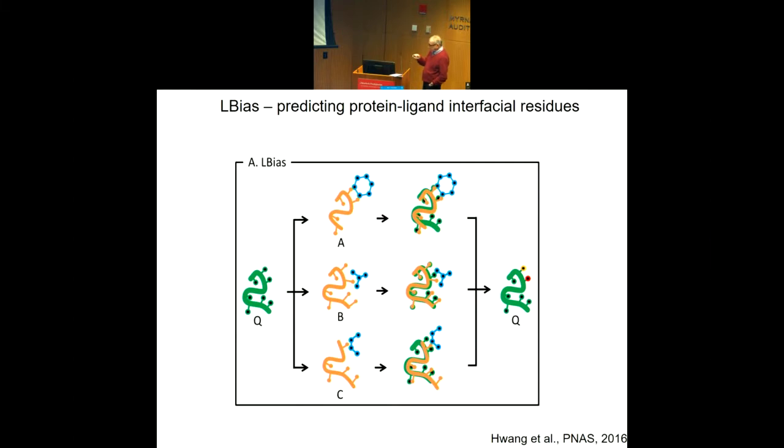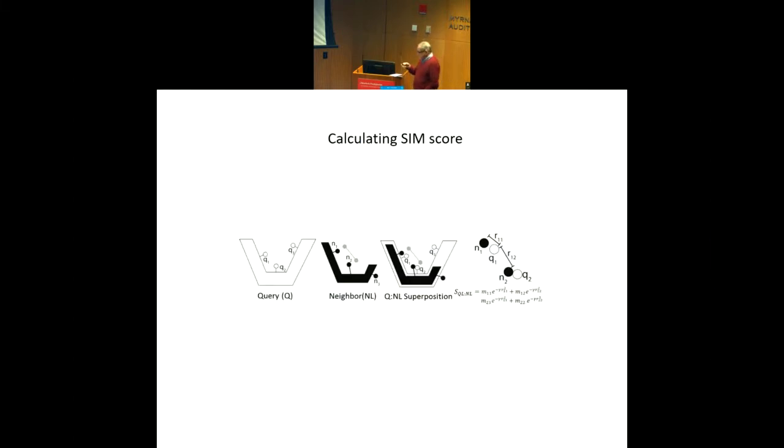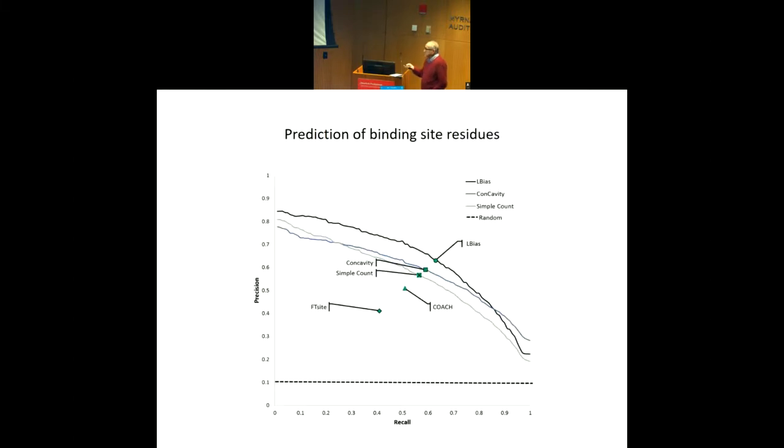We do a little more than that. I'm not going to go through this slide, but we ask, is the binding site of our unknown protein similar to the binding site of the protein that we know is in a complex? And when we do that, we can show a precision-recall curve of our program, L-BIAS, and of course, in our hands, all other programs are inferior.